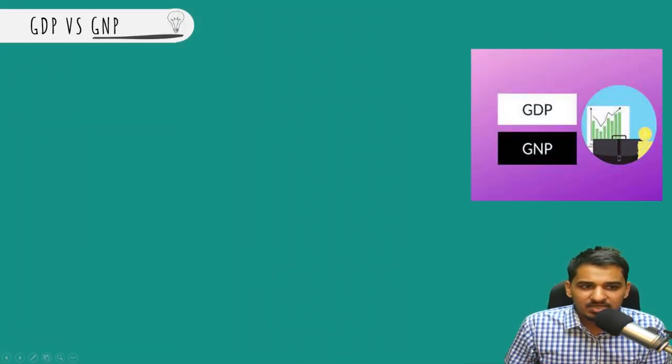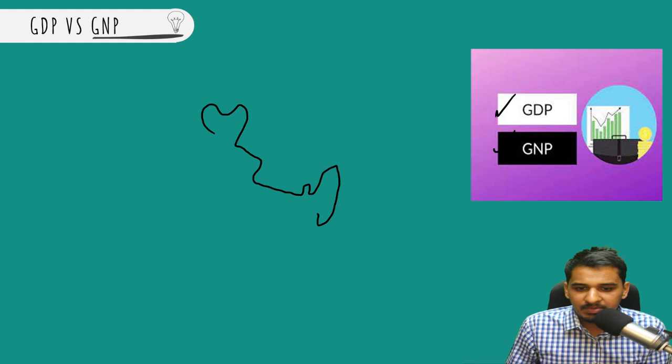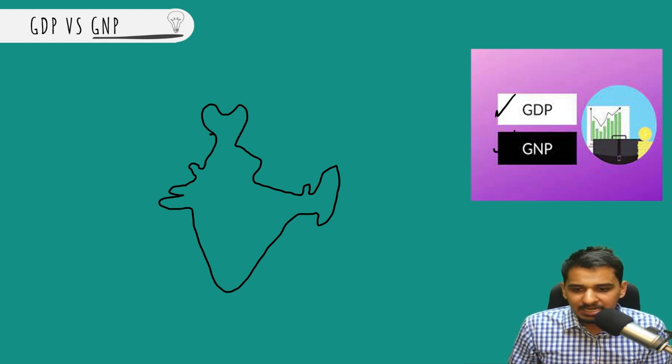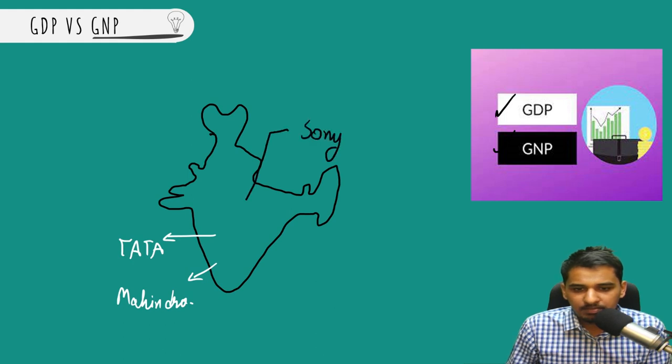Now let us see first the difference between GDP and GNP. What is the difference? Then we'll be seeing about GNI. Now suppose this is our country India. I'm just drawing a rough map, sorry for this. I'm just drawing it for explanation. It may happen that there are Indian companies operating here like Tata, Mahindra. And there are foreign companies also operating in India, like, say, Sony, Samsung.